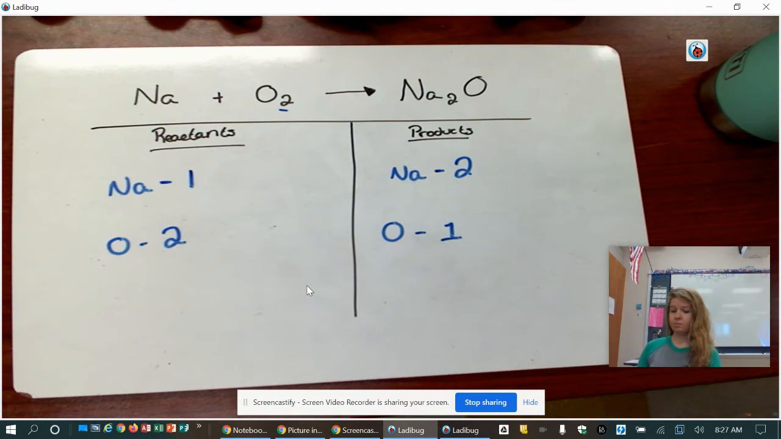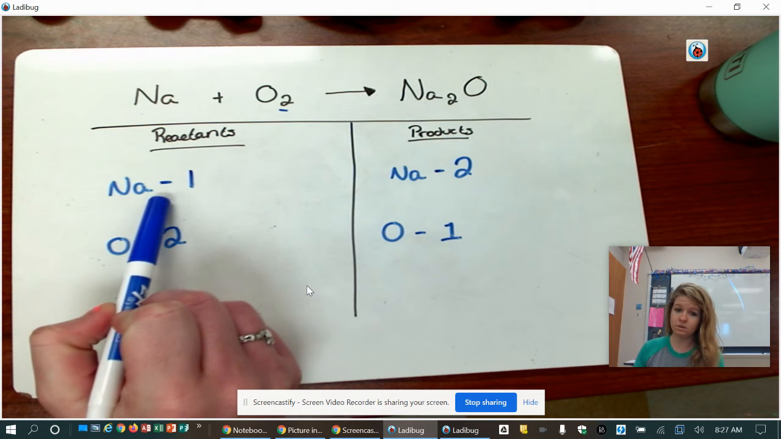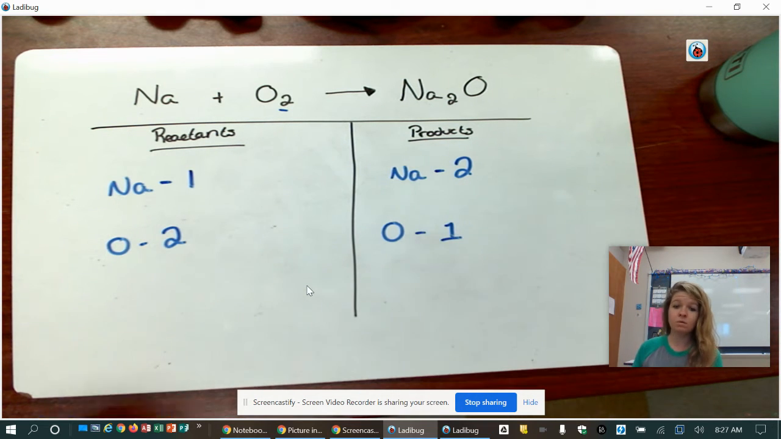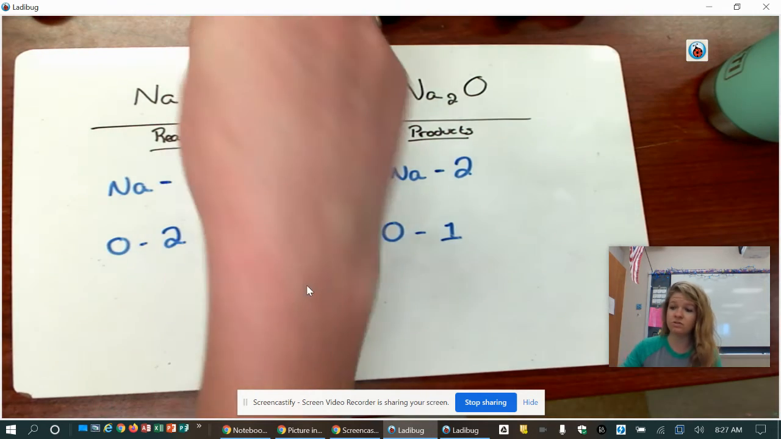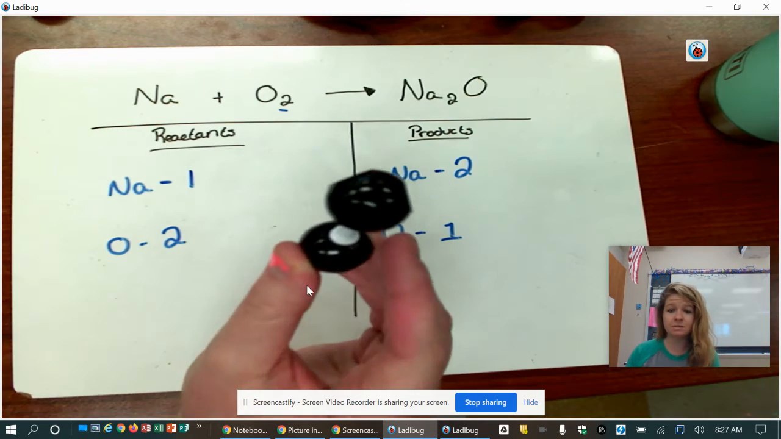Let's look at our problem. We do have a problem because we're not balanced. So let's go through and try to make it balanced. I am going to try and balance my sodiums first. Over here I only have 1, over here I have 2. Remember guys, we're never adding subscripts. If we add subscripts, we change the molecule. Subscripts mean there's a bond.